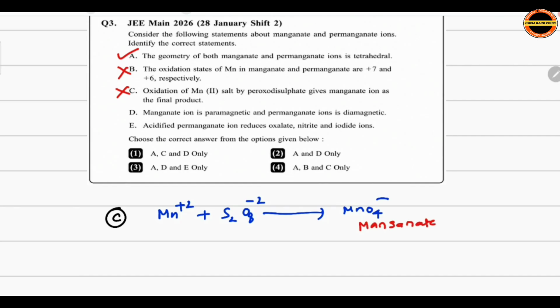Okay, next: the manganate ion is paramagnetic and the permanganate ion is diamagnetic. So manganate ion is paramagnetic, permanganate ion is diamagnetic. So it is correct. Just now we studied this above. Next, acidified permanganate ion reduces oxalate, nitrite and iodide ions. E is false, it does not reduce, it oxidizes oxalate, nitrite and iodide ions, because it is an oxidizing agent, right? So finally, A and D are correct.